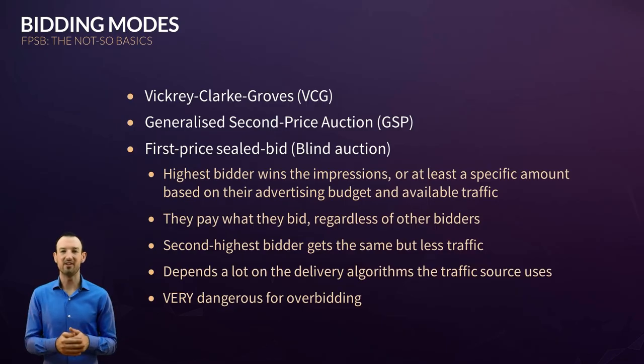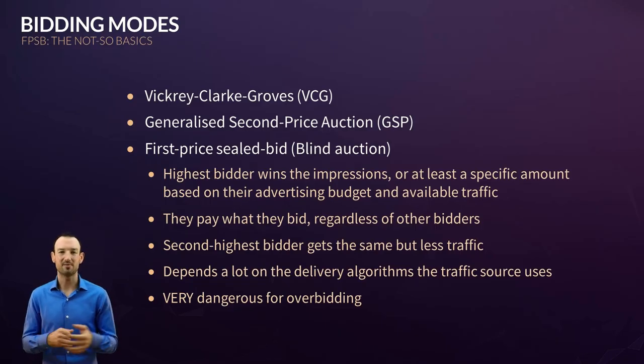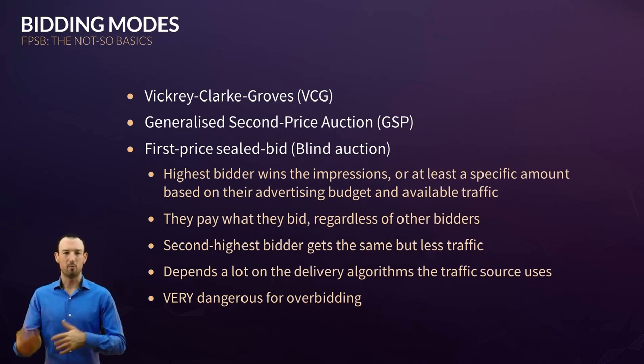So if you bid $5 and you win, you pay $5. Now, the second highest bidder, they get the same. They pay whatever they bid, but they get less traffic. So the system will divvy out traffic based on who's willing to pay what. So if someone's willing to pay $10 and the next highest bidder is willing to pay $1, obviously the person paying $10, all else being equal, is going to take virtually all of that traffic. Now, it depends a lot on the delivery algorithms of the traffic sources, how they deliver traffic between different people, your budgets, and so on.